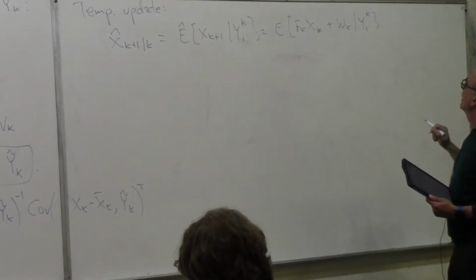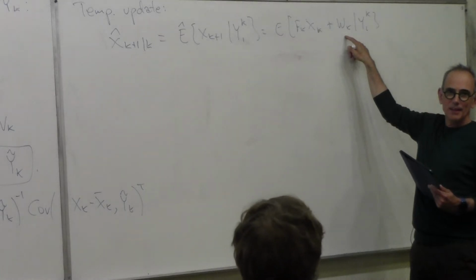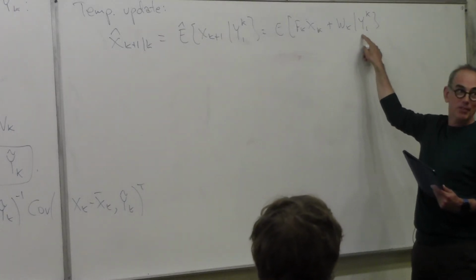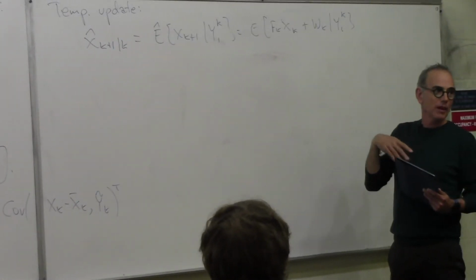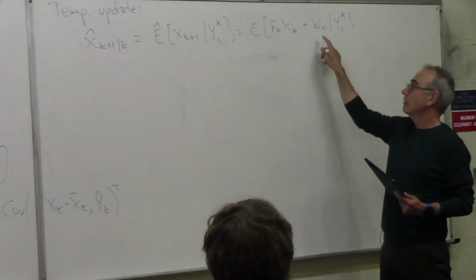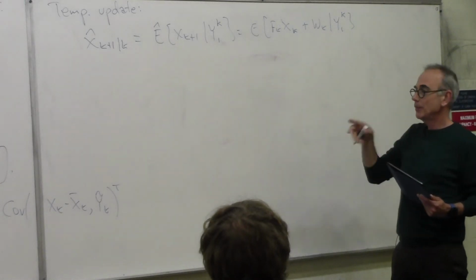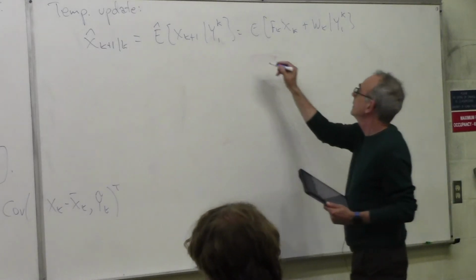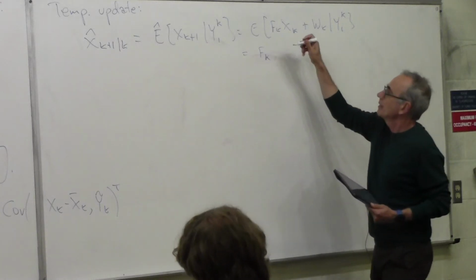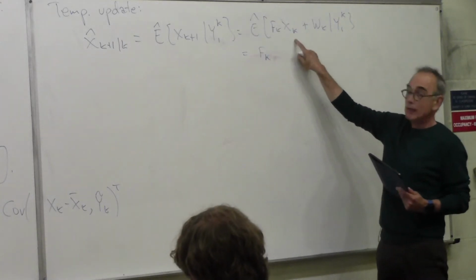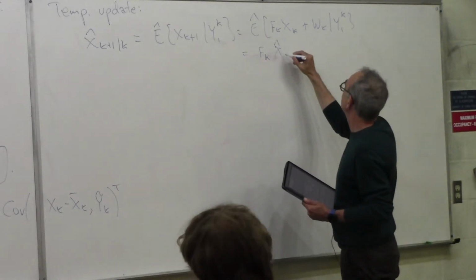Okay, and then again, the w_k is outside of the grasp of these guys. So the y_1 through y_k are just functions of previous w's and a bunch of v's. So that's orthogonal to anything there. Okay? Just go and look at the dynamics. These guys are uncorrelated. So what you get is this is F_k times the expectation of x_k given the observations up to time k. That's exactly what we call that.